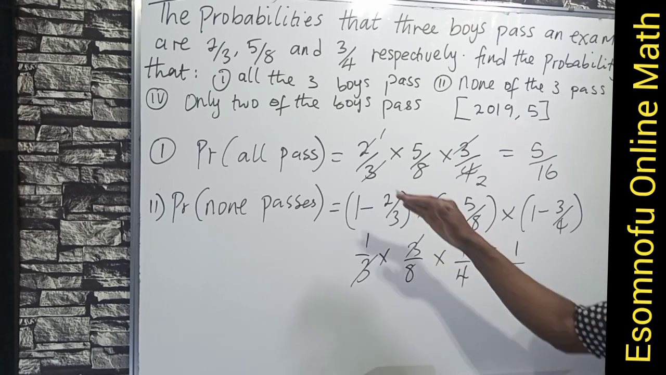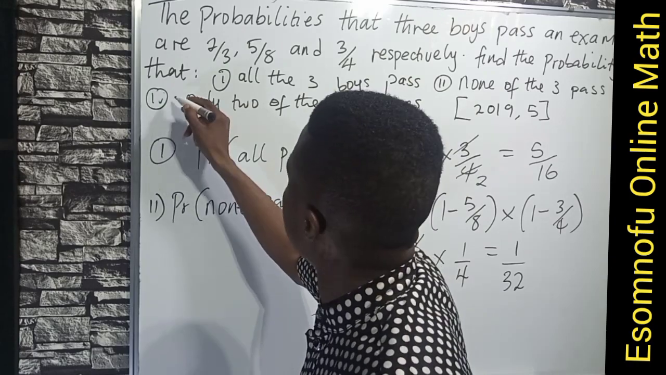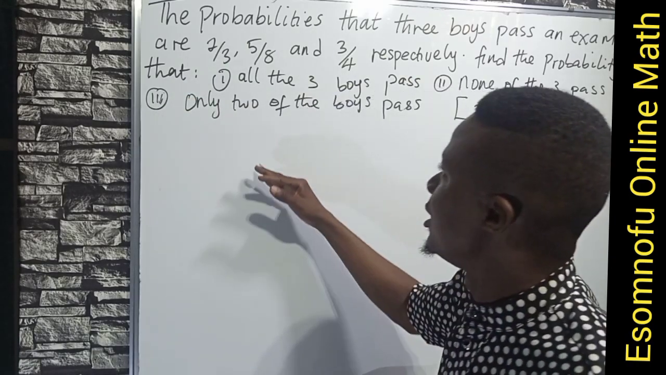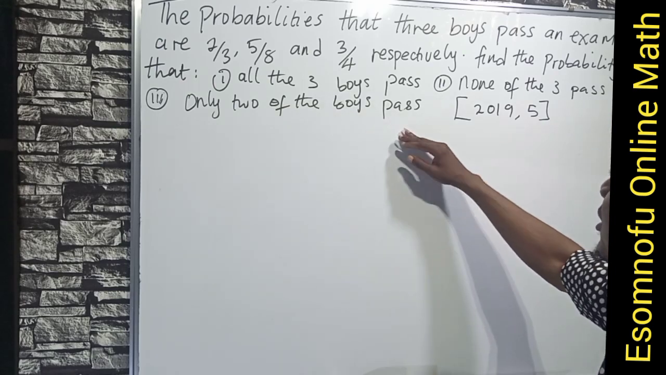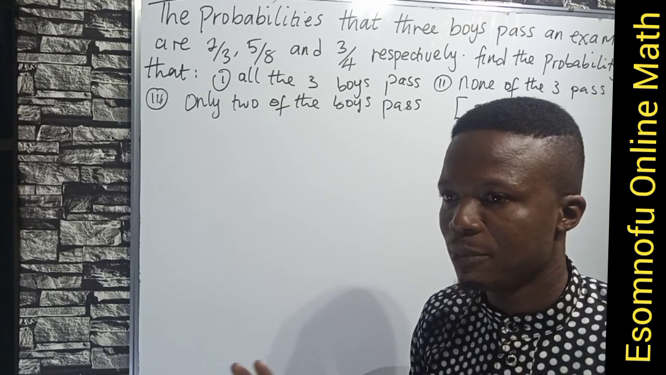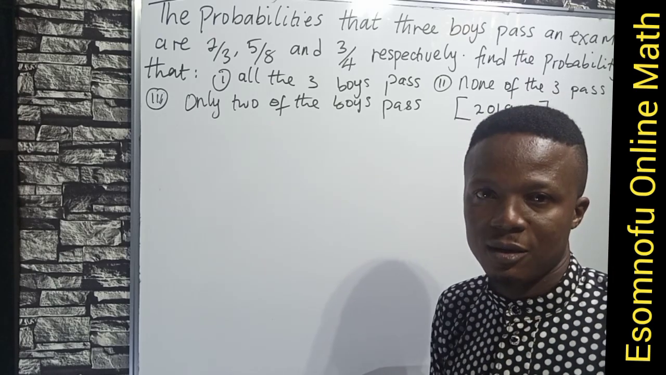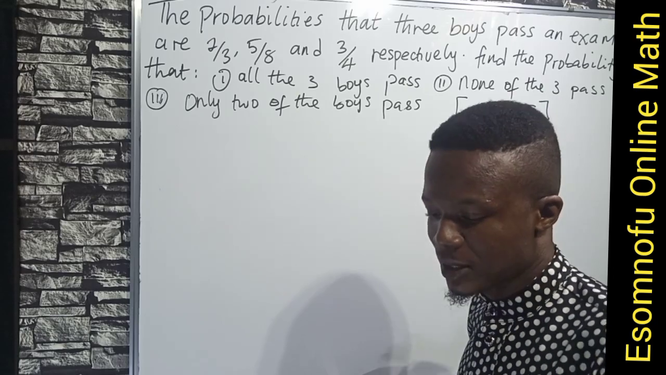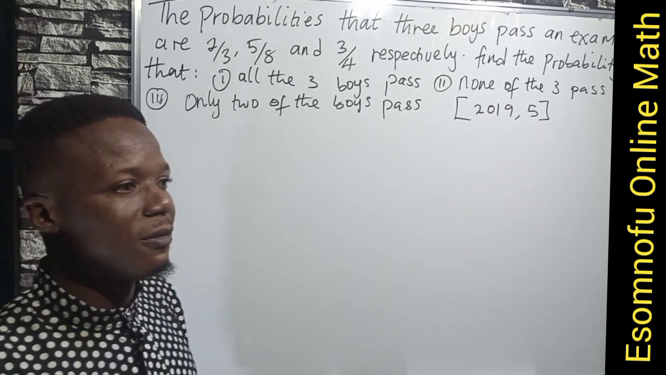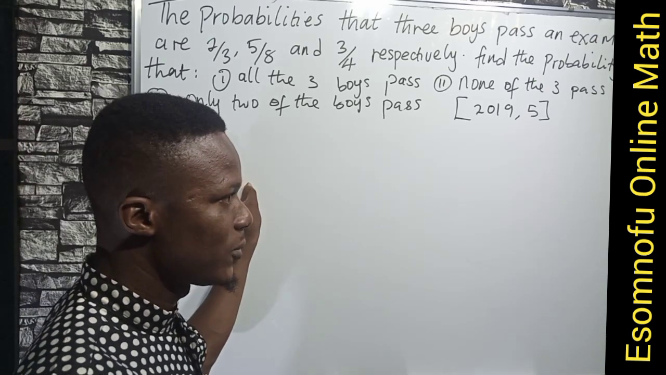Now let us take the last one, which says that only 2 of the boys will pass. Last question, it says only 2 of the boys will pass. So this is ambiguous. Only 2 of the boys will pass. You don't know the actual boy that is passing, because there are 3 and 2 will pass, and the 1 person will fail. So it's ambiguous. So the only alternative you have here is to set 2 persons to pass.